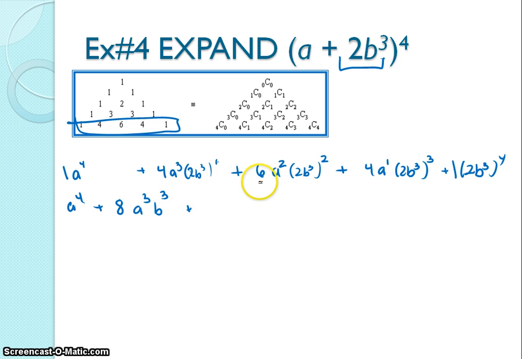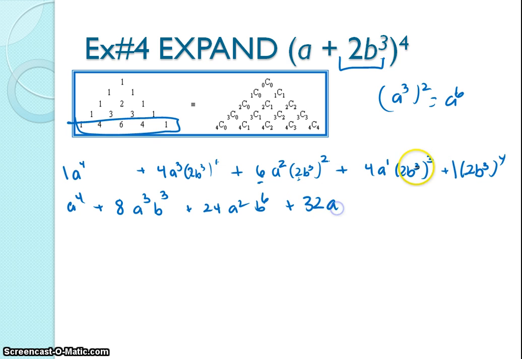Plus, we have a 6, and then the 2 squared, which is 4, which gives me 24 a squared, and b cubed times b squared. We're using the rule a cubed squared, you multiply, so this is the letter b to the 6th. Plus we have a 4 times 2 to the 3rd, which is 8 times 4, which is 32. We have a to the 1 power, b to the 9th, plus 2 to the 4th, which is 16, and b to the 3 times 4, which is 12.